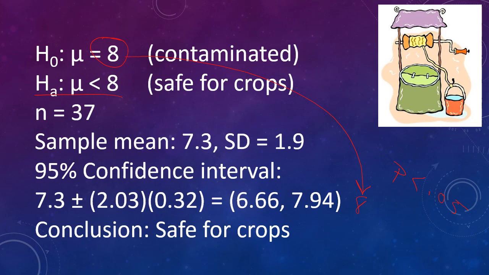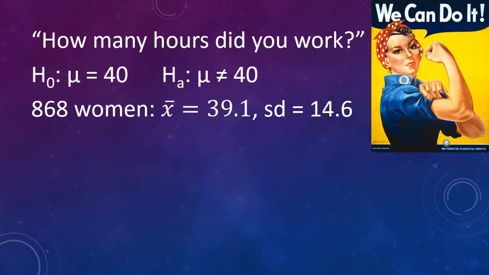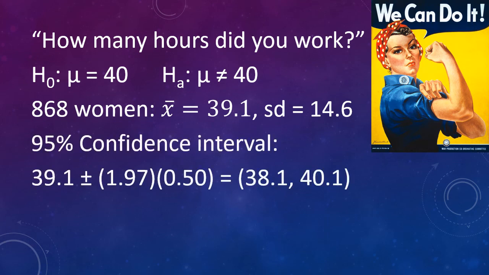Or we could look at our work week example. Let's construct a 95% confidence interval for the average number of hours that women work. We take the sample mean, 39.1, and add and subtract the margin of error, which is the 95% critical value, in this case 1.97, multiplied by the standard error, 0.5 here. This gives us a range of 38.1 to 40.1.